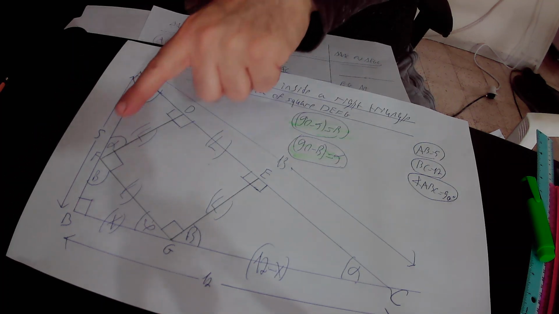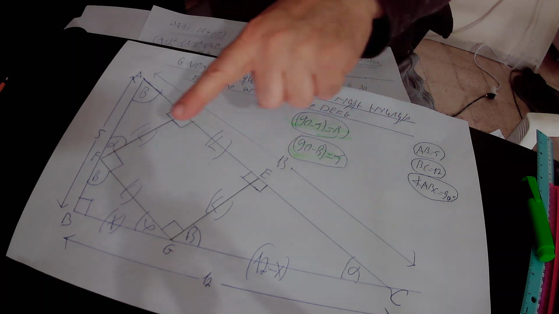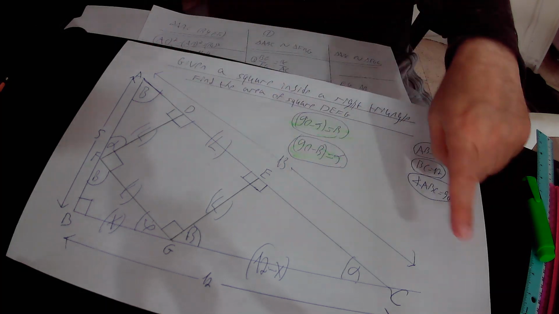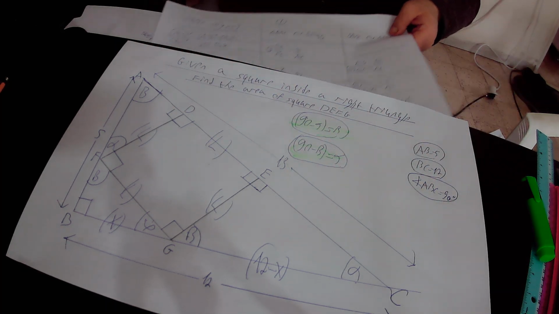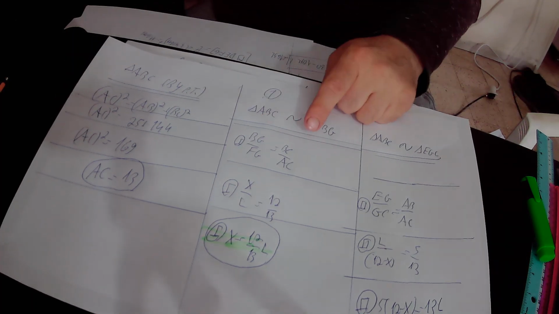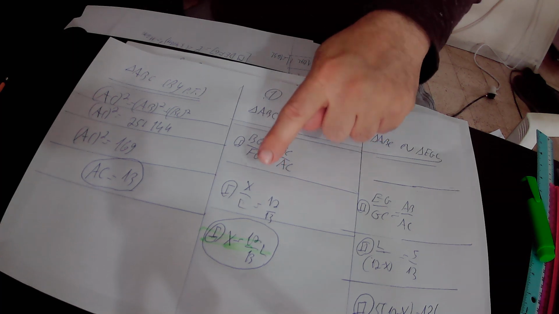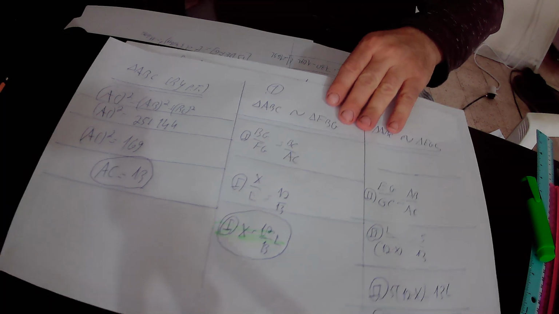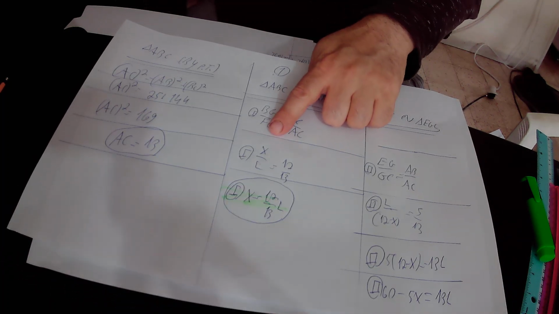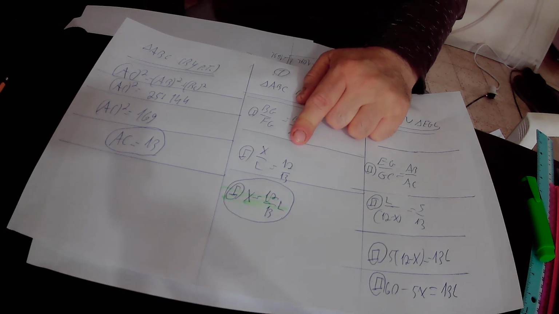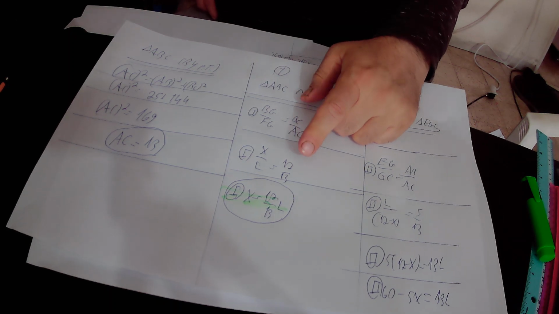Side BG over side FG in the right triangle FBG equals side BC over side AC in the right triangle ABC. Repeat again: BG over FG equals BC over AC. BG is X, FG is L, BC is 12, and AC is 13. In conclusion, we found out that, according to equation 1, X over L equals 12 over 13. Here we multiply this equation 1 by L, and finally found out that X equals 12 over 13 times L.